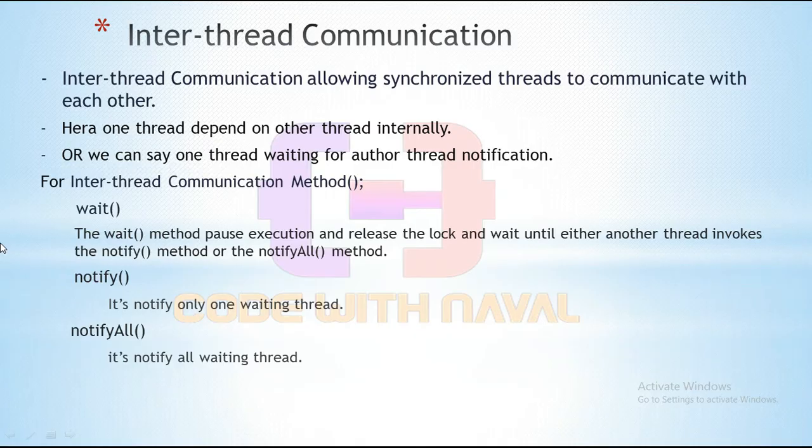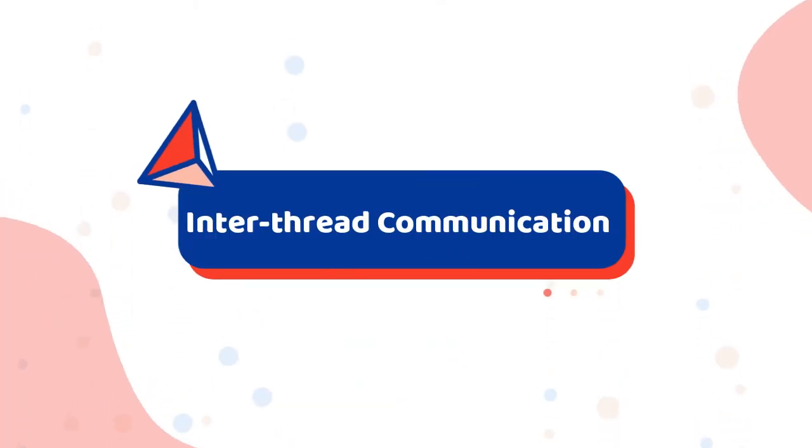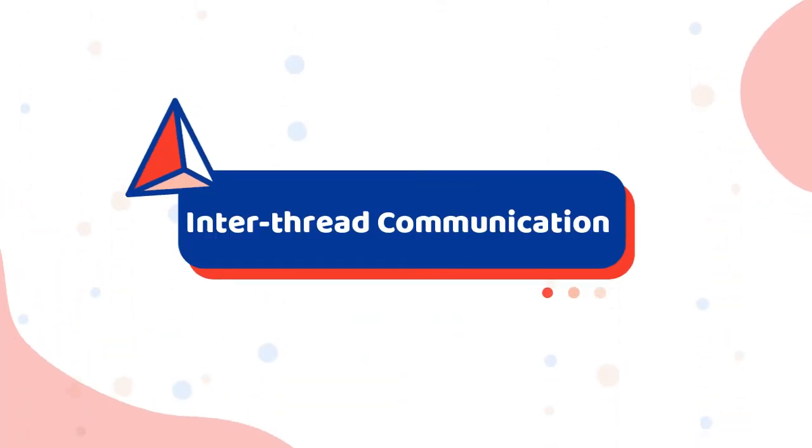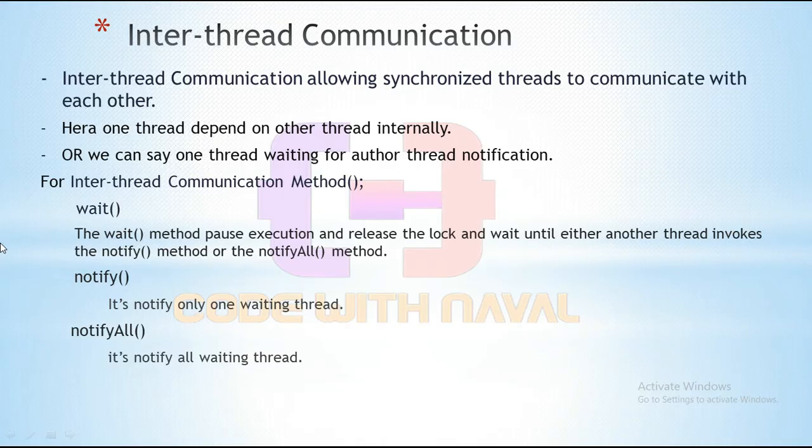In the last video we saw deadlock. In this video we are going to discuss inter-thread communication. So let's first understand what inter-thread communication is. Inter-thread communication allows synchronized threads to communicate with each other. Here one thread depends on another thread internally, or we can say one thread is waiting for another thread's notification.